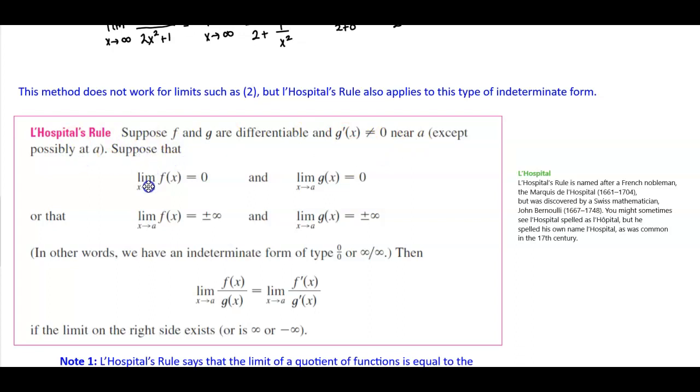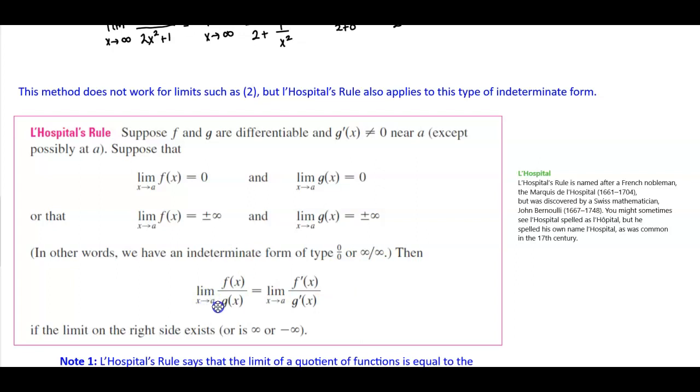Suppose that the limit as x approaches a of f of x is equal to 0, and the limit as x approaches a of g of x is equal to 0, or that the limit as x approaches a of f of x is equal to plus or minus infinity, and the limit as x approaches a of g of x is plus or minus infinity. In other words, we have an indeterminate form of the type 0 divided by 0 or infinity divided by infinity. Then we can apply L'Hopital's rule.